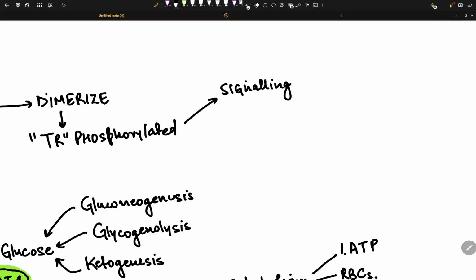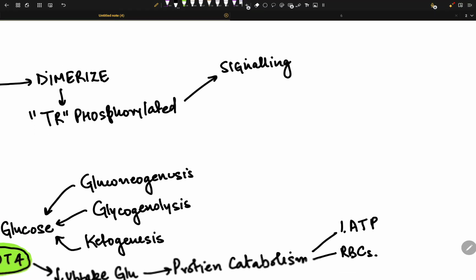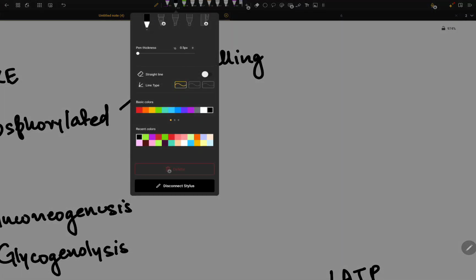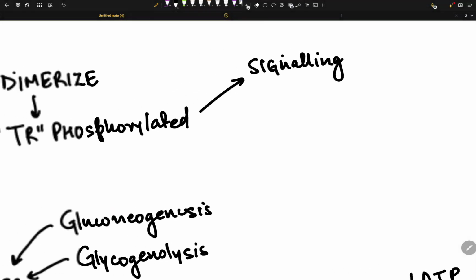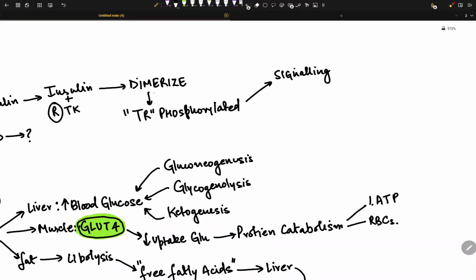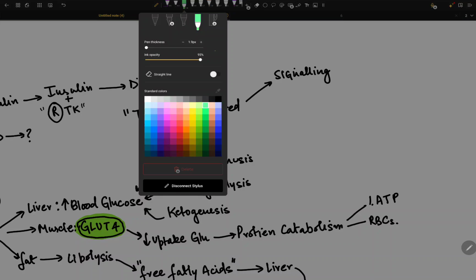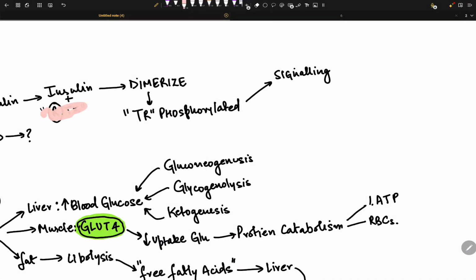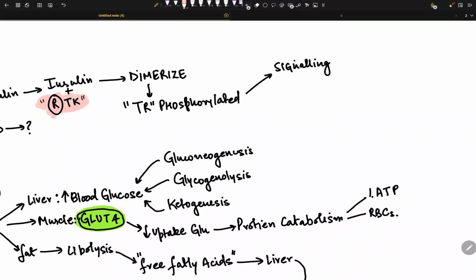So this is a long signaling pathway. A lot of people don't talk about this, but let's talk about it. Let me even write it. Once insulin binds to the receptor tyrosine kinase, we simply call it RTK, receptor tyrosine kinase. Then we get tyrosine phosphorylation, and once this phosphorylation happens, the whole signaling cascade starts.